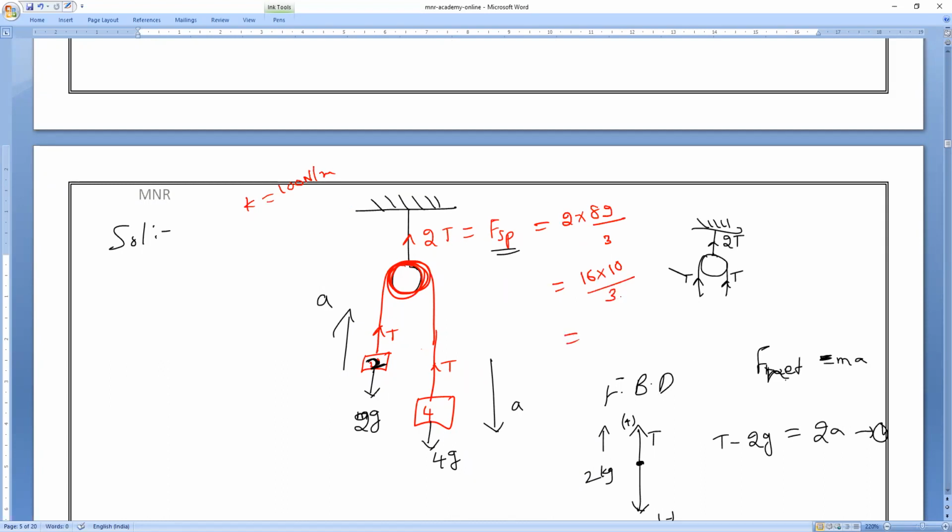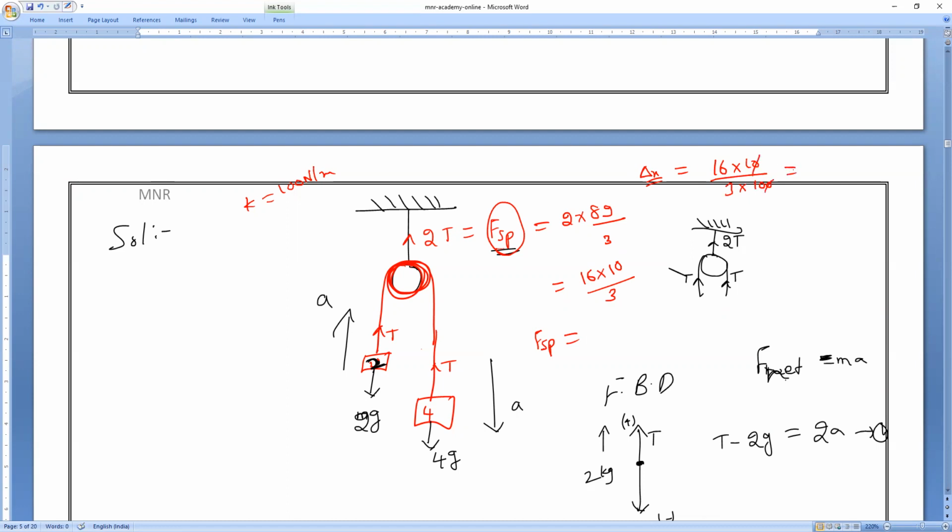So if we solve it, how much will it come? FSP is equal to 2T, correct? Directly you can find it. Clear? I'm not asking the elongation. If they ask the elongation, what is the formula? 16 into 10 divided by 3 into K value. K is 100, they have given. So you can solve it.